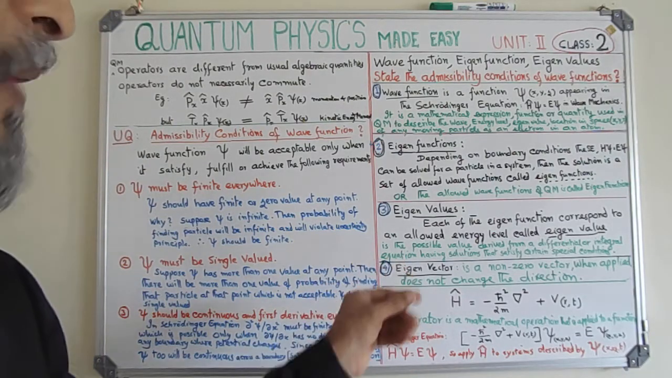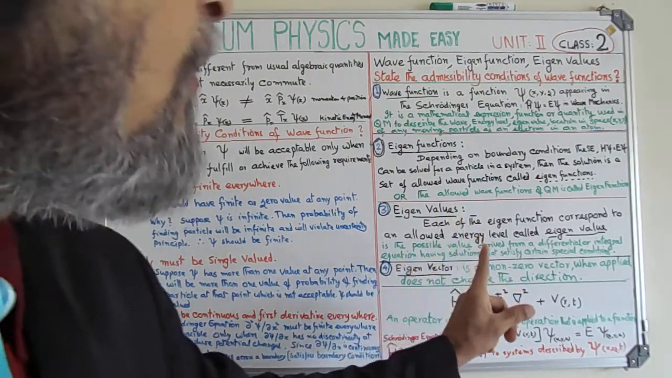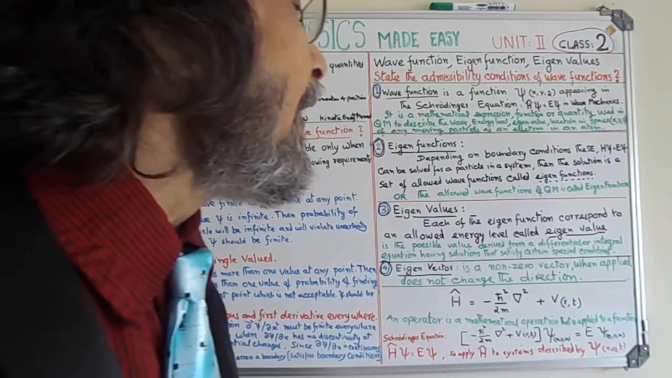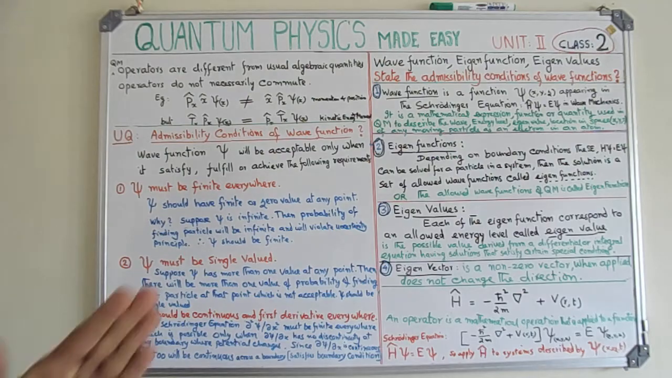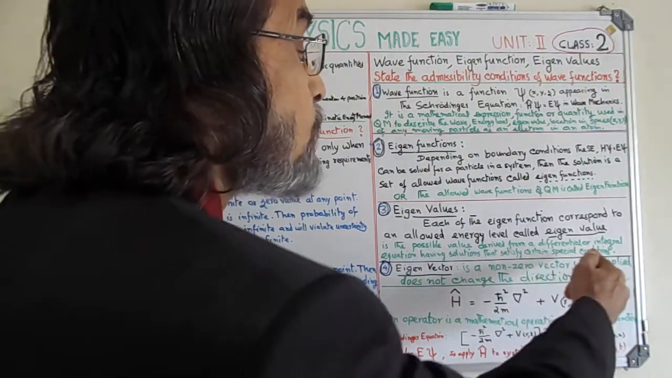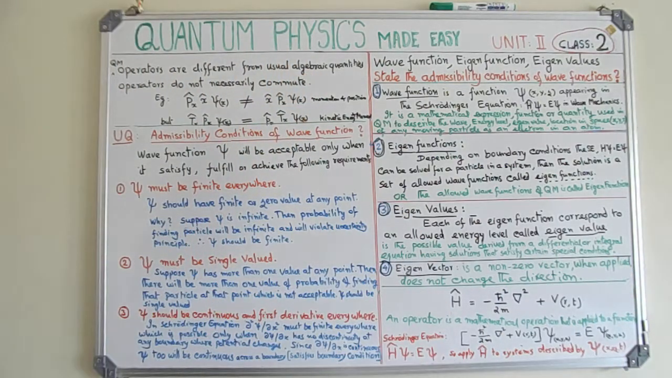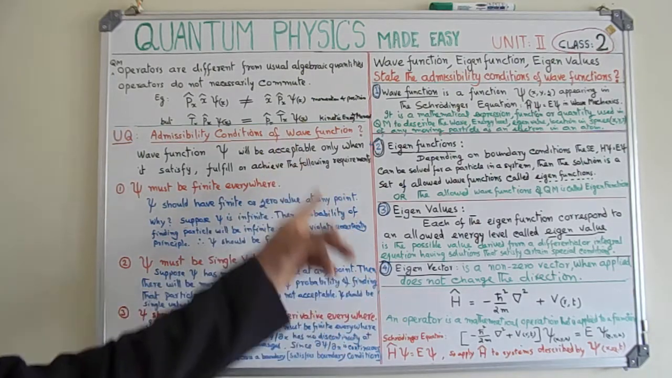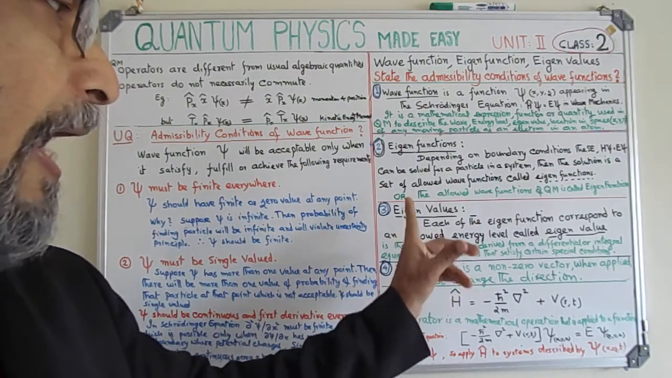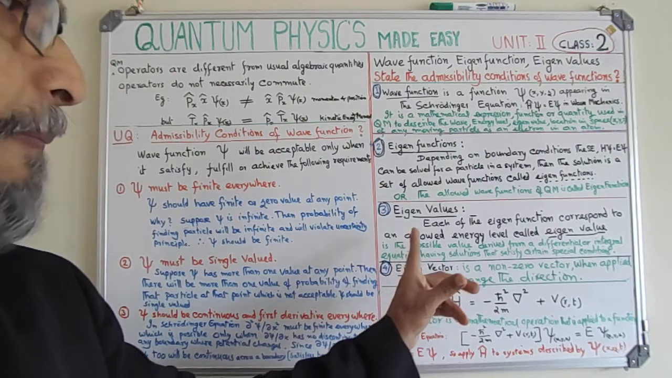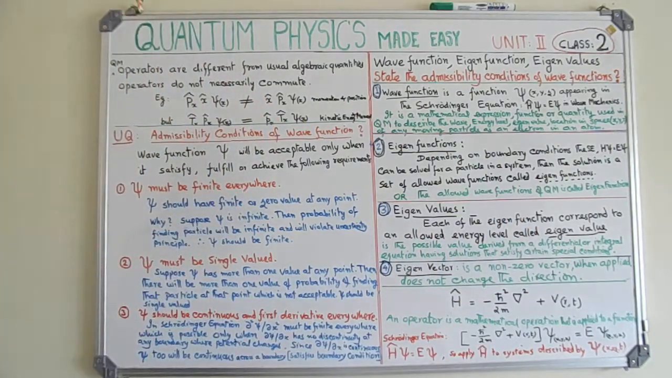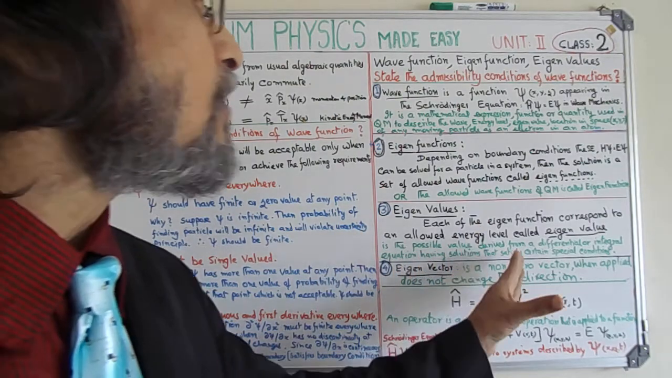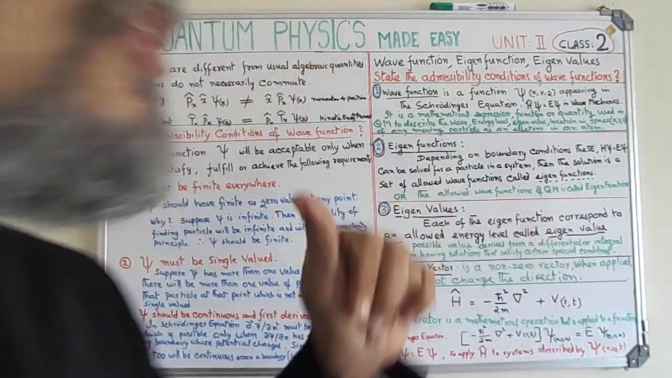So what is an eigenvalue? Eigenvalue is the possible value derived from a differential or integral equation having solutions that satisfy certain special conditions. We will see what the special conditions are soon.